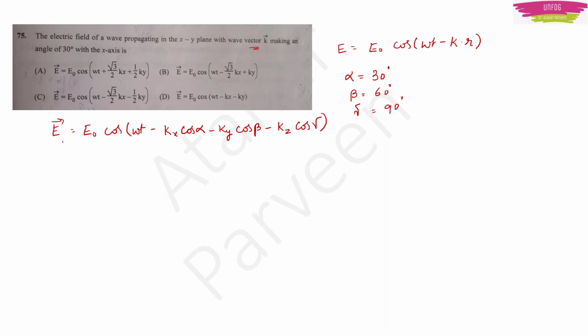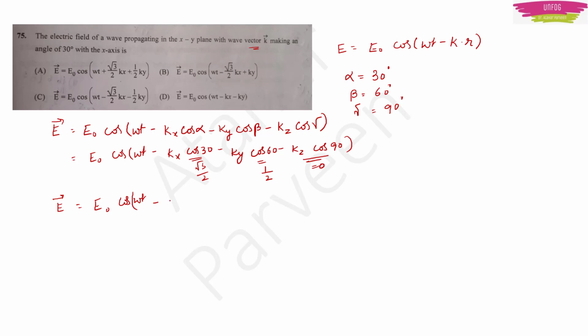Now if I substitute, I get E naught into cos(omega t minus kx cos 30 minus ky cos 60 minus kz cos 90). So this is going to become 0, and cos 30 is root 3 by 2, cos 60 is 1 by 2. So E will be equal to E naught cos(omega t minus root 3 by 2 kx minus 1 by 2 ky). So the option C is the right answer.